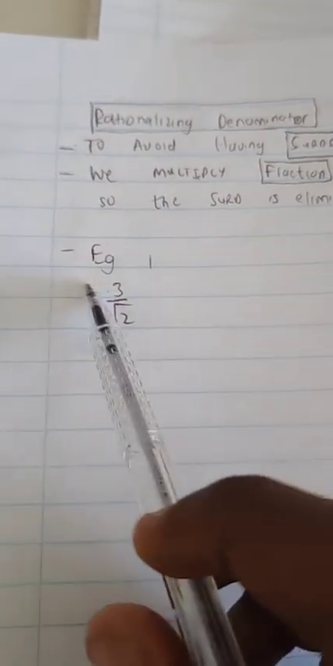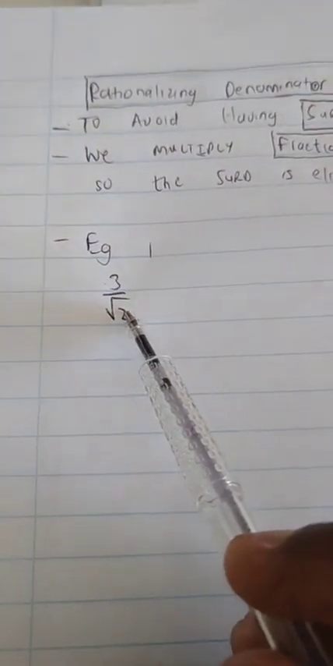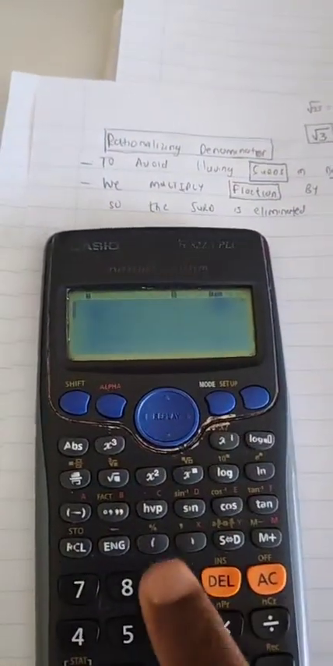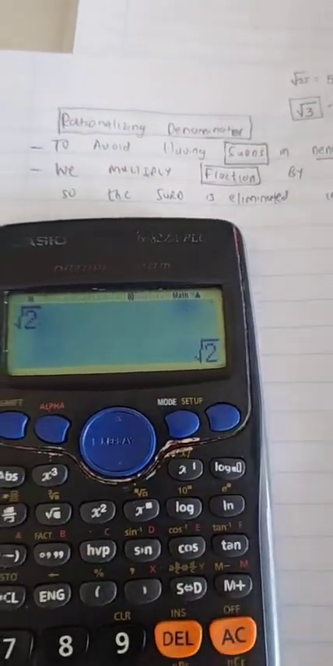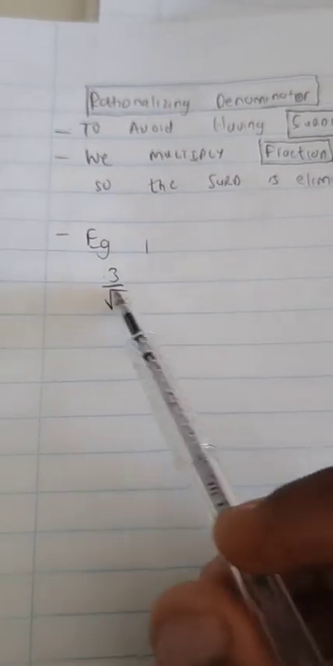So we are given here 3 over the square root of 2. When you look at this fraction, you observe that in the denominator we have what we call a what, guys? What is the square root of 2? What do we refer to this as? Even after you take your calculator and you say square root of 2, you still get the square root of 2. That means this is a what, guys? It's a surd, an irrational number. We cannot have a surd in the denominator.